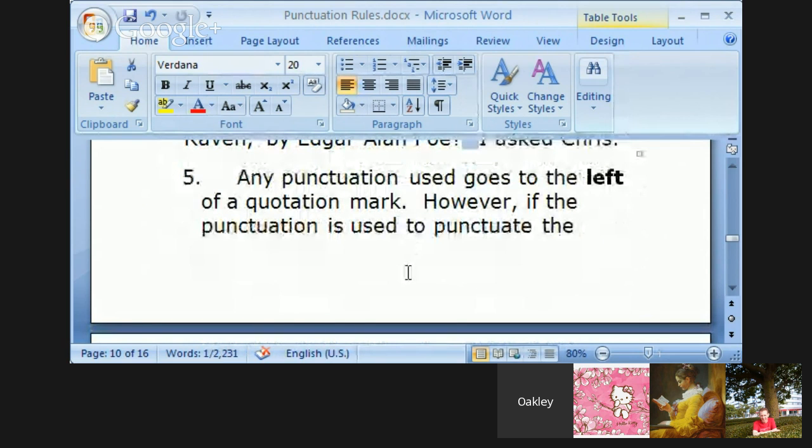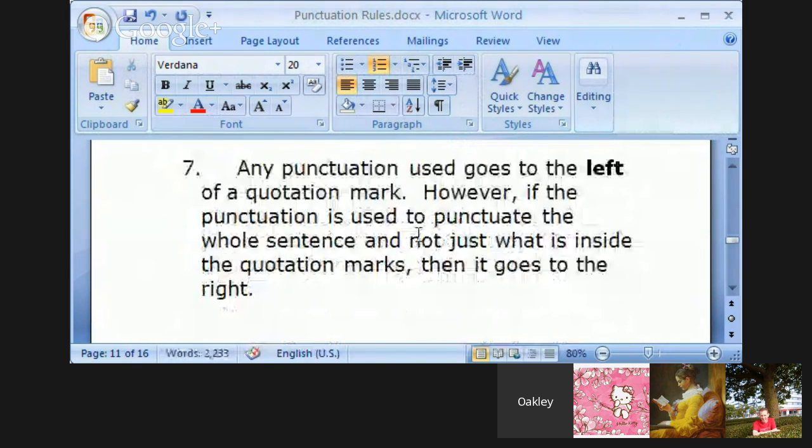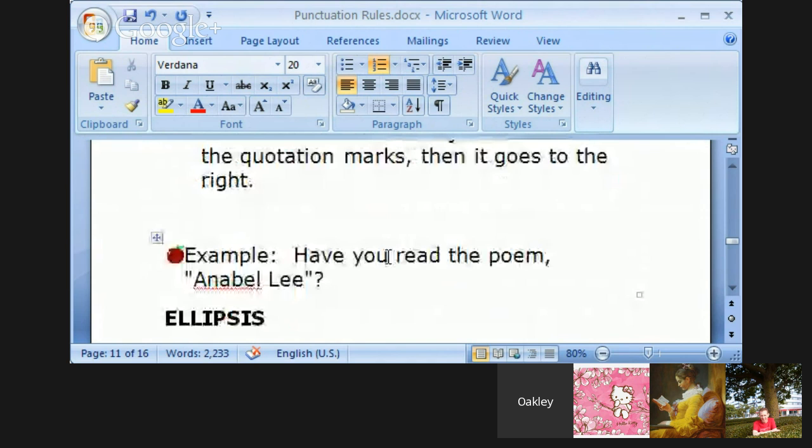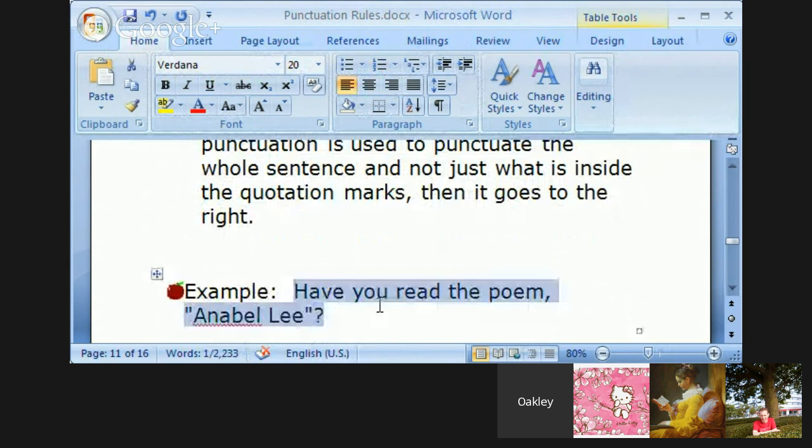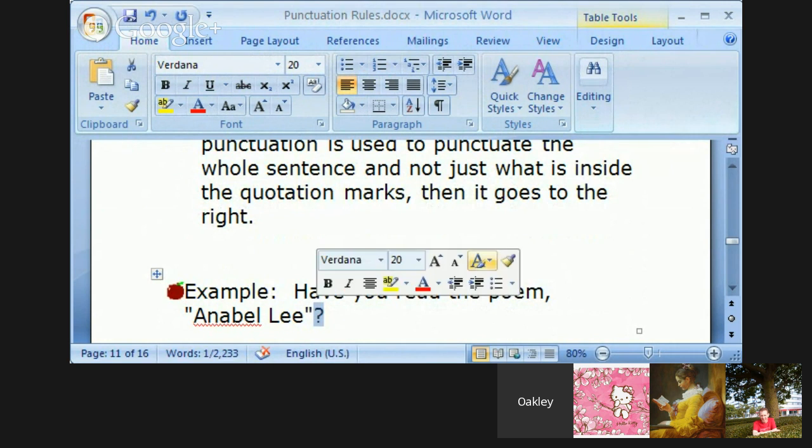Okay, all right. Well, here's the important stuff. Any punctuation used goes to the left of a quotation mark. However, if the punctuation is used to punctuate the whole sentence and not just what is inside the quotation mark, then it goes to the right. For example, have you read the poem "Annabel Lee"? There it is, to the right, because the punctuation punctuates the whole sentence.